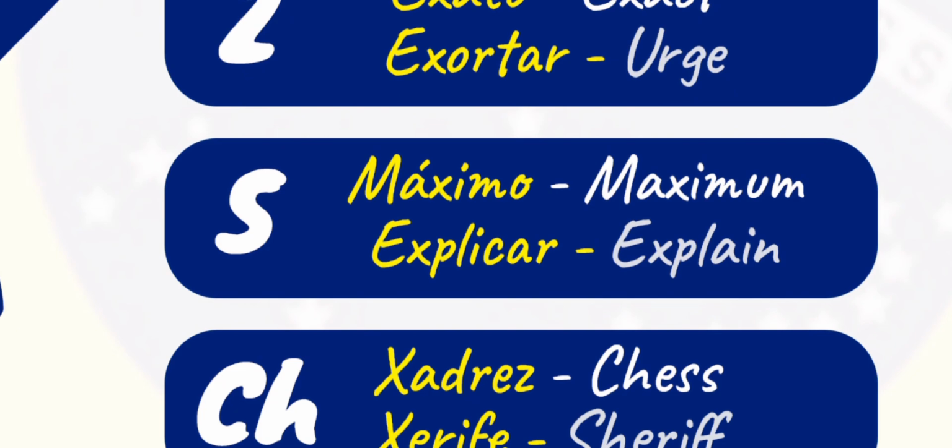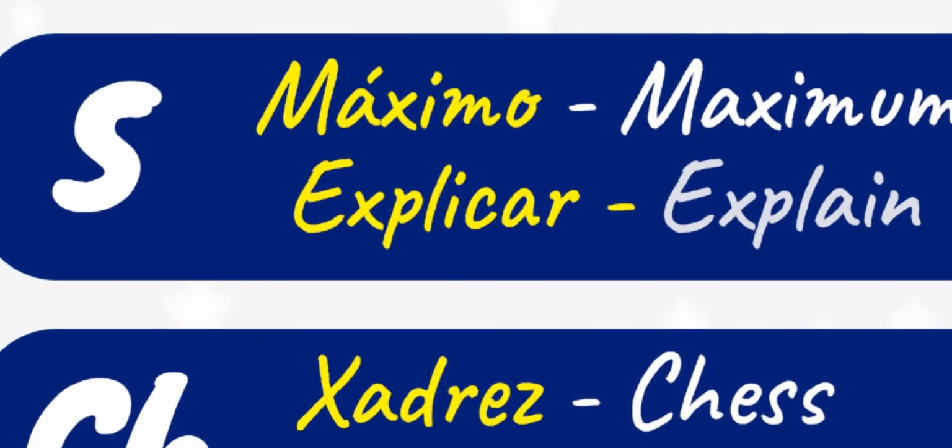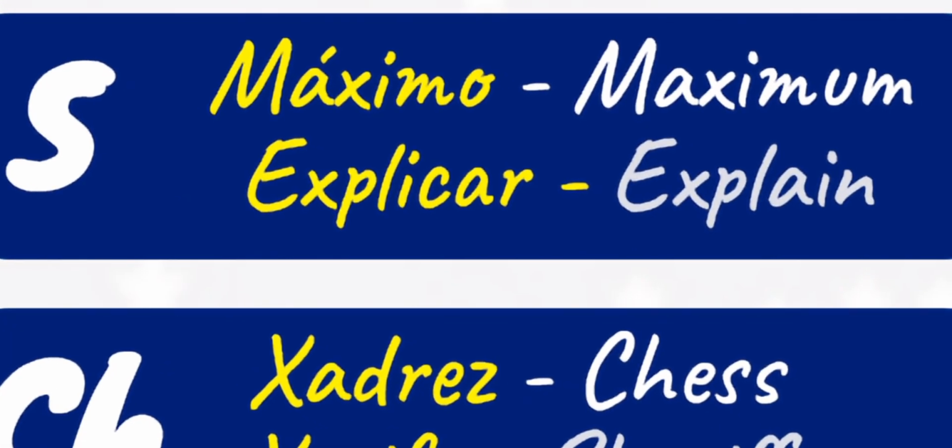And we have the X with sound of S. We learned the sound of S, so the X also can have the sound of S, like the word máximo, that's maximum. So again, not the X, but the S, máximo. It's like there are SS here. It's pronounced like there is SS. Máximo. And the word explicar, explain. Again, not the KS, not X. Explicar. Like there's an S here.